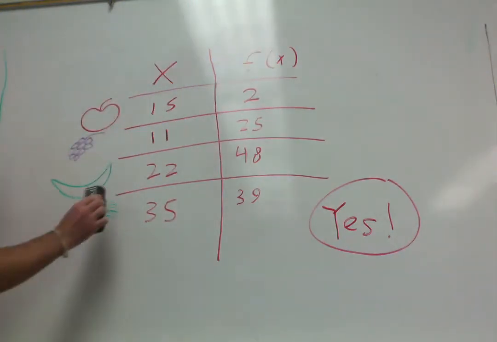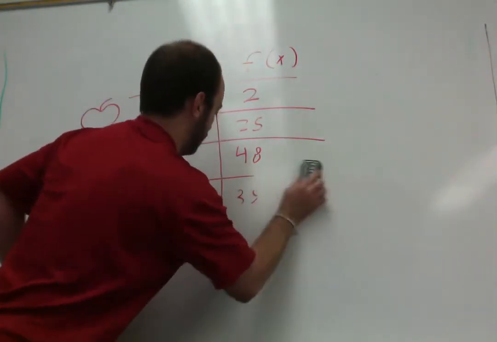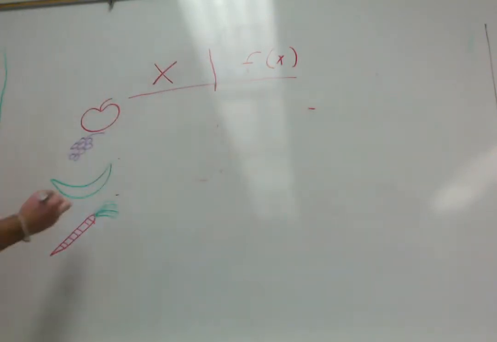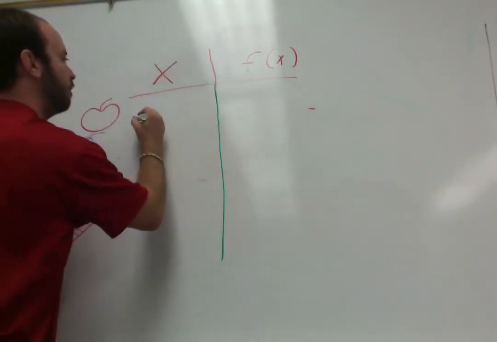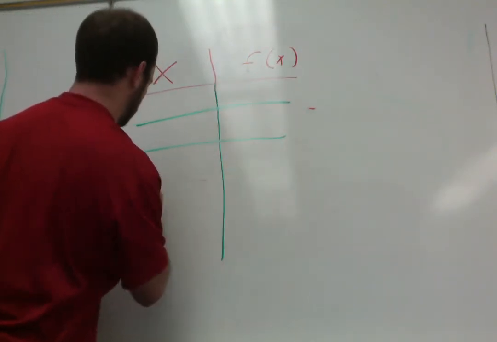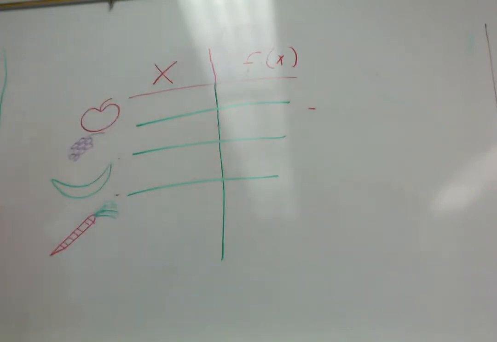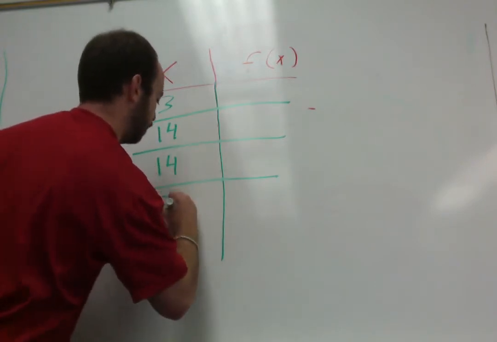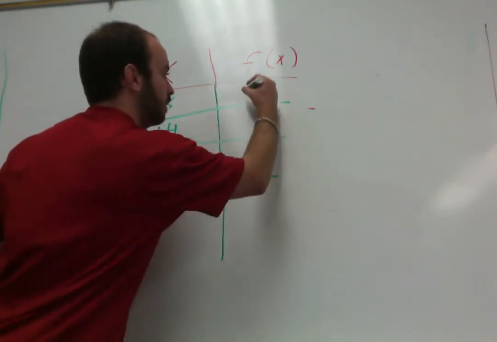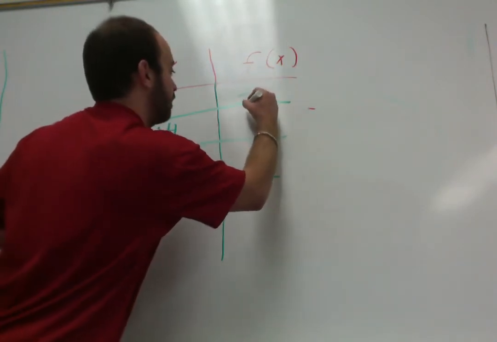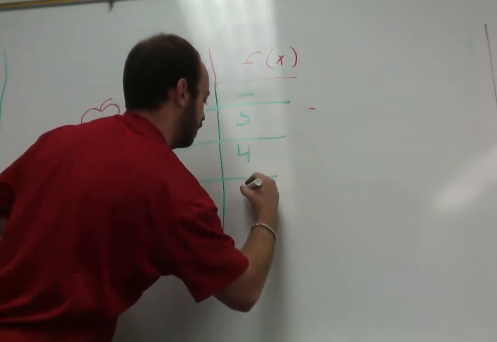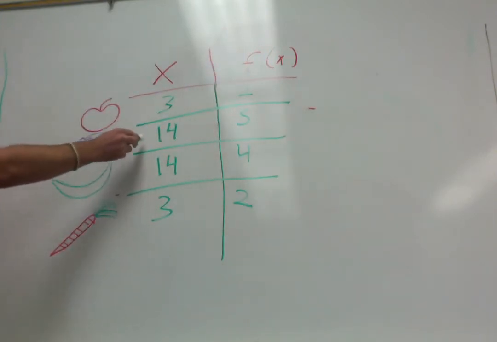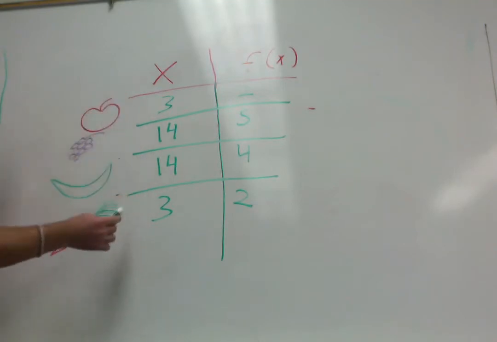Let's take a step back now and look at example number 2. Going to change up a couple of things here. First, we're going to get the new t-chart for example number 2. And my numbers here are 3, 14, 14, and 3, and my function values are 2, 5, 4, and 2. And what you guys are going to notice here is that some of these are the same. We have the number 14 twice as well as the number 3 twice.